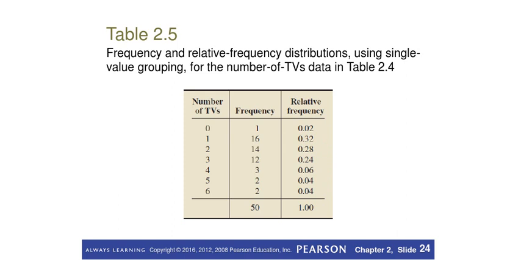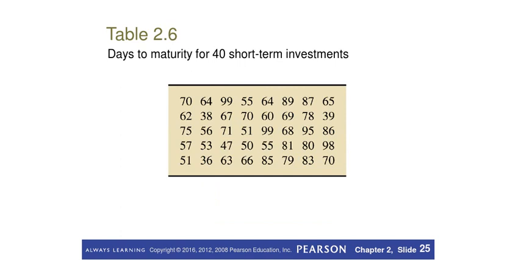So what could we do with that data? Well, we could take this kind of data and organize it in a table, and we'll take a look at how we organize that in something called a histogram, which is a kind of bar chart for quantitative data. But let's talk about another one here.